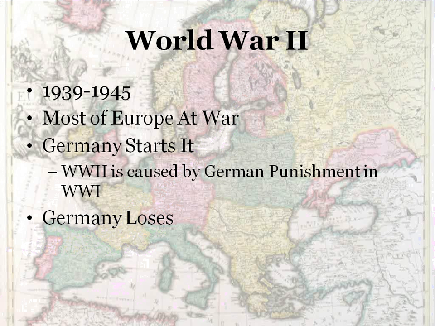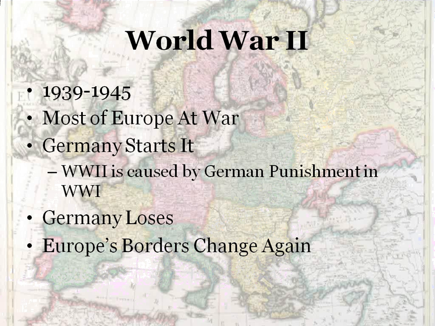Germany loses, as you know. Germany loses World War II. And just like in World War I, the countries and borders in Europe change. Some borders change. Some countries get bigger, some get smaller. Some countries get shifted from one location to another.